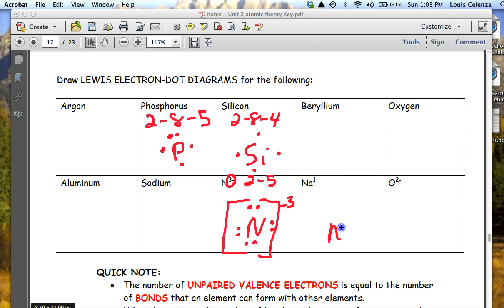Sodium, on the other hand, has 1 valence electron. But that means that it loses it, right? Here's the configuration, 2, 8, 1. It loses that electron, so it has no valence electron. So you'd simply put the brackets, although you don't really need the brackets, and +1. And you don't really need to write the 1.